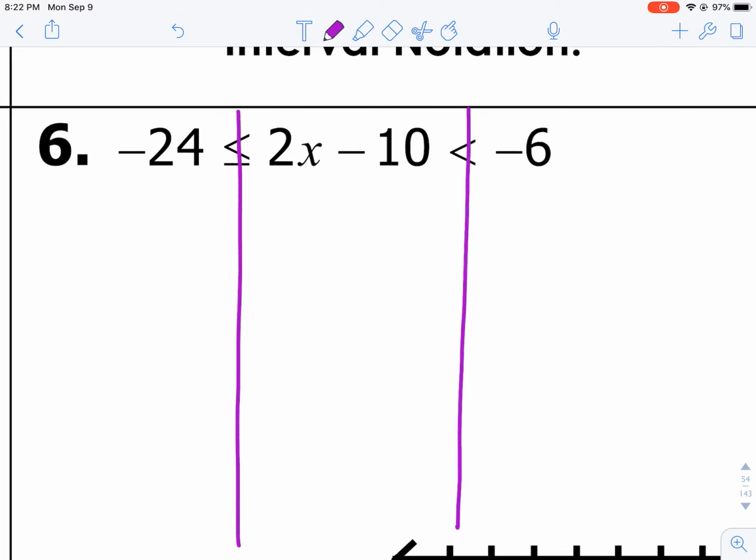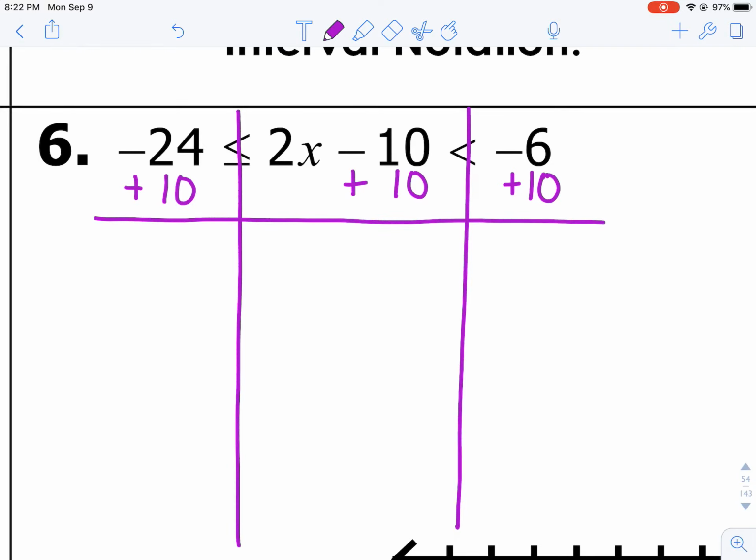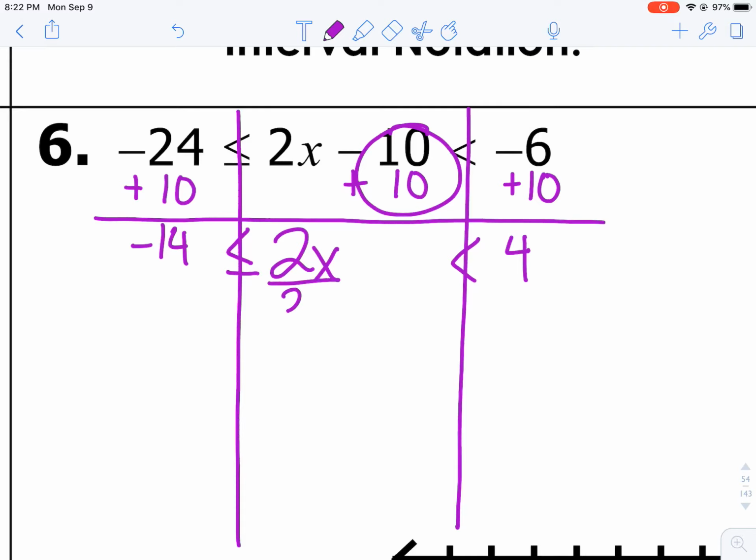So my constant in that middle section is a -10. So I have to add 10. And I'm going to do it in all the categories, not just the middle one. I got to do it in all of them. So negative 24 plus 10 is negative 14, less than or equal to 2x, which is less than positive 4. Then my last step is going to be to divide. So negative 7 is less than or equal to x, which is less than 2.